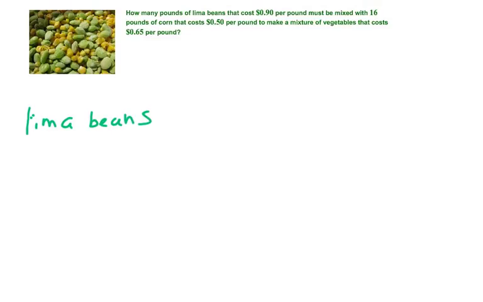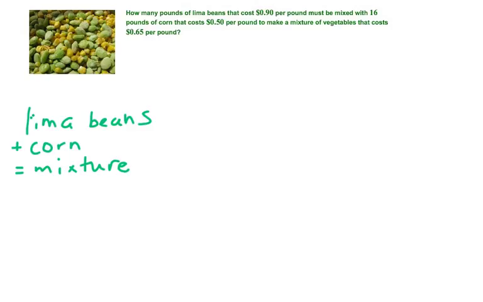So again, we're going to start off similar to how we started off before. We're going to look at what we're adding together. We're taking lima beans and we're adding corn, and we're going to get a mixture. Okay. This one gets set up a little bit different because we're not talking about a percentage of a substance. We're talking about a price per pound and the number of pounds to get a total cost.